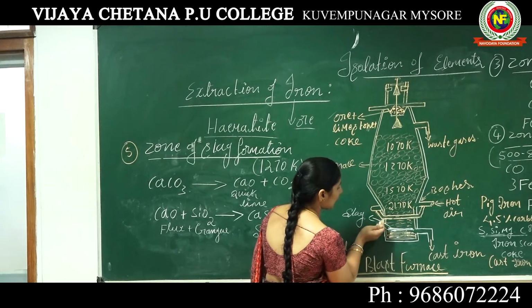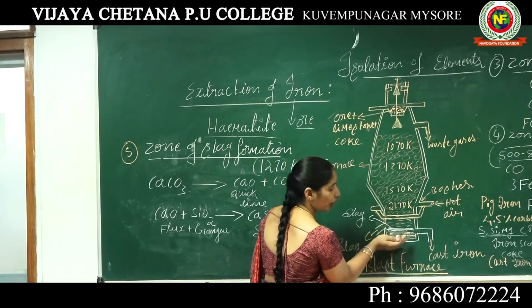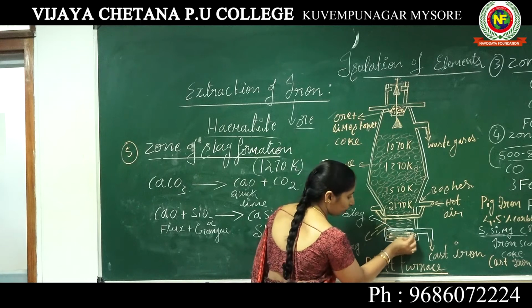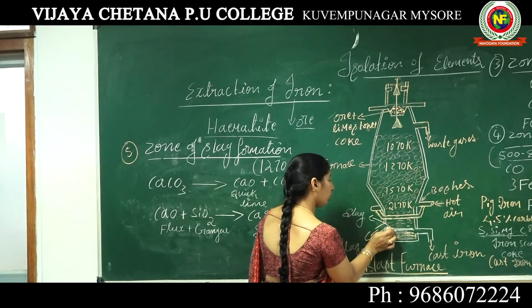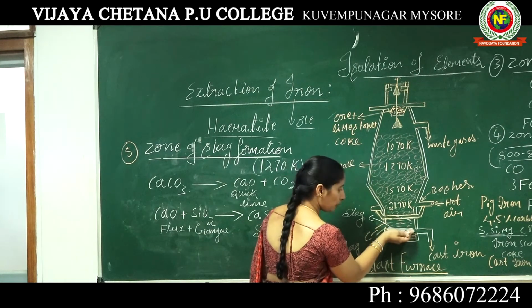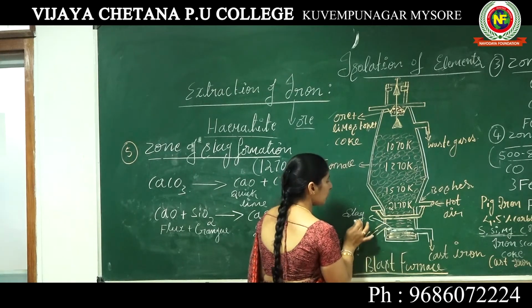Why? Because the slag is lighter than the molten iron, which is heavy. So the molten iron is collected at the bottom of the furnace, and above the molten iron the slag will collect. It is very light and forms a separate layer. That we call slag.